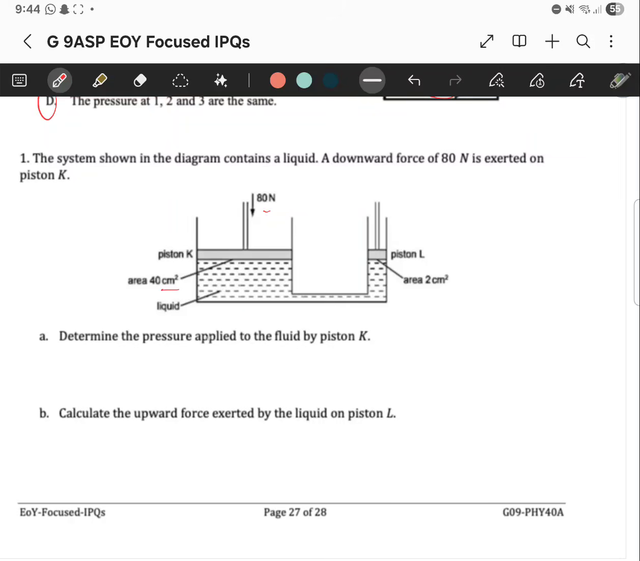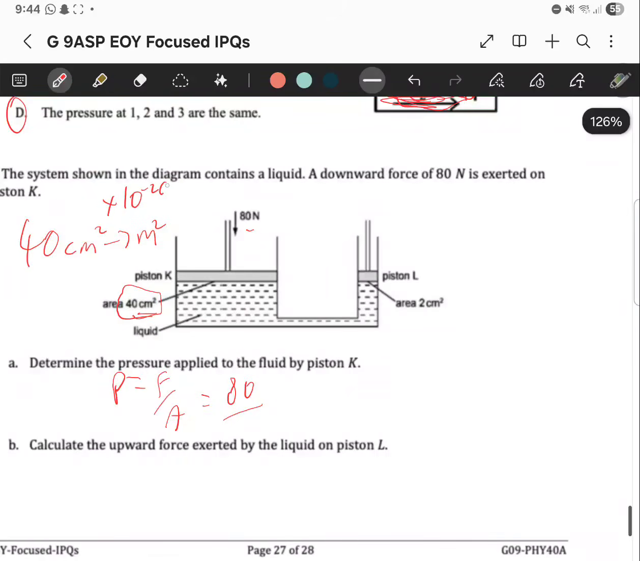Piston K is here. So we have this area and we have this. Very nice. So what we're going to do is do P equals F over A. A is 40 centimeters squared, not good. If you want to put that into meters squared, actually this will end up being times 10, not to the minus 2, not divided by 100, because it's times 10 to the minus 2 squared. It's times 10 to the minus 2, and then we're squaring it. So that becomes, in total, times 10 to the minus 4.